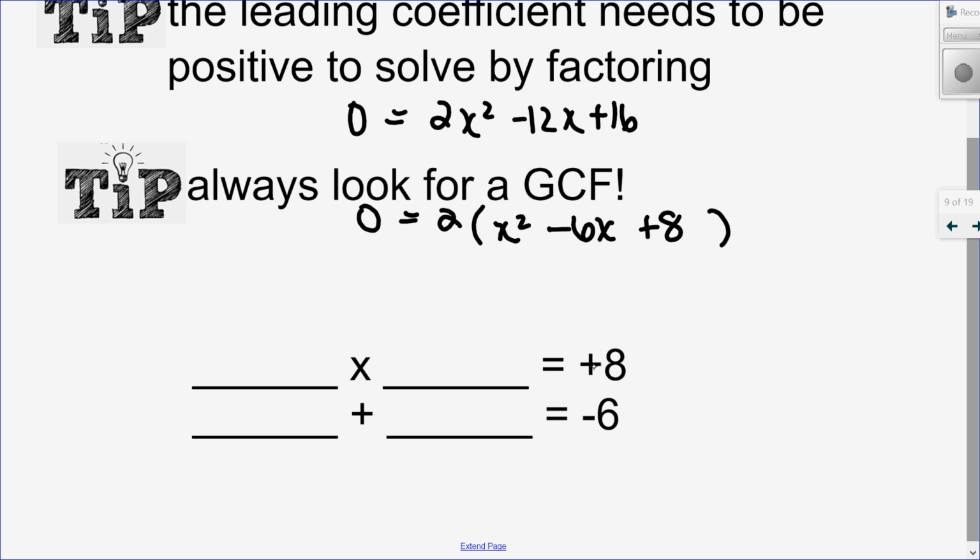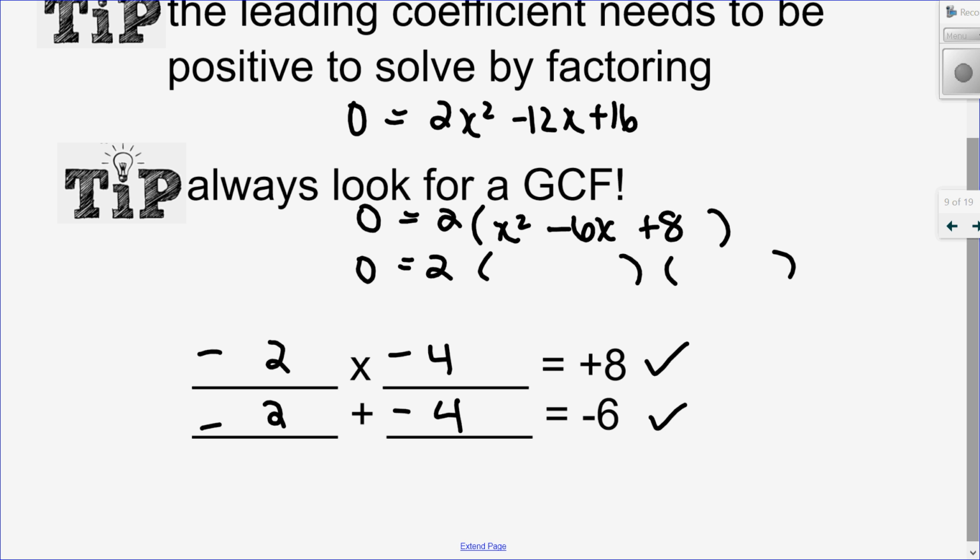So integer rules tell me if I multiply to a positive and I add to a negative, both my numbers have to be negative. So the two factors should be 2 and 4. But again, as soon as you find your numbers, always check. So negative 2 times negative 4 is positive 8, and negative 2 plus negative 4 is negative 6, so I know I'm correct. So to factor it, I'm going to keep my 2 there. And then the way that I factor x squared is x times x, and then I just put these two numbers, minus 2, minus 4.